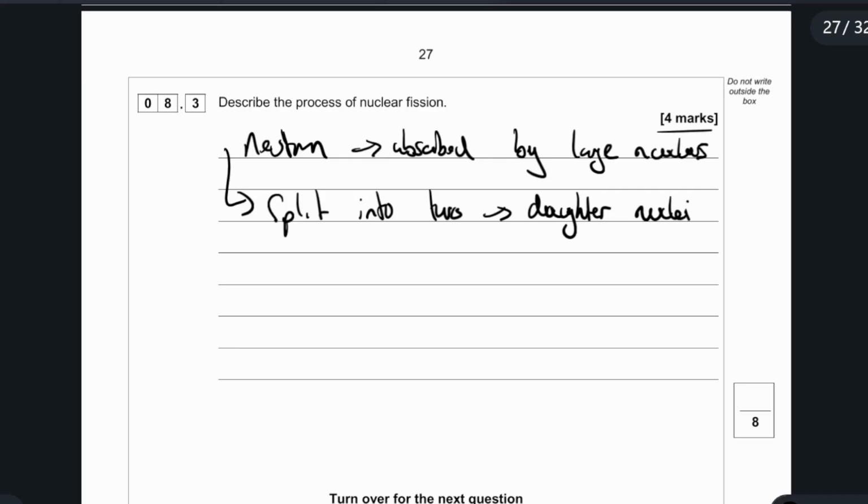Okay, what is the next step after this? When you actually have this process where it splits into 2, it doesn't just split into 2 daughter nuclei, it also releases energy. So this is kind of the key part of nuclear fission. When you use it to make nuclear power, it releases this energy. So that's what we're interested in.